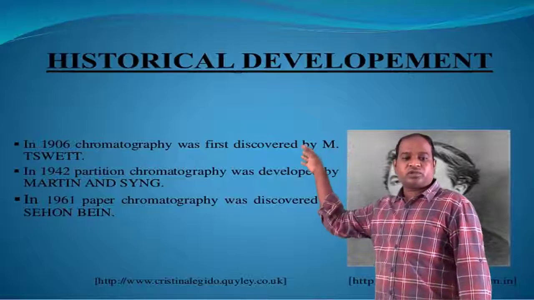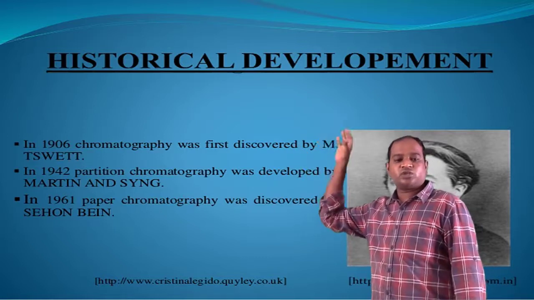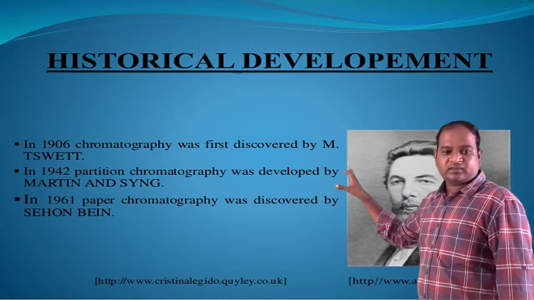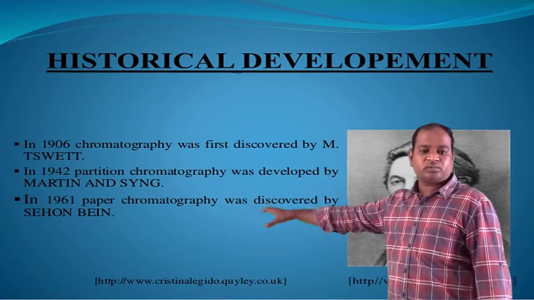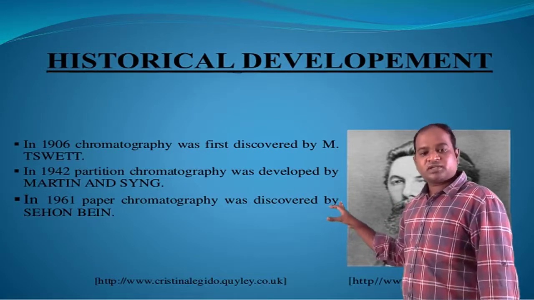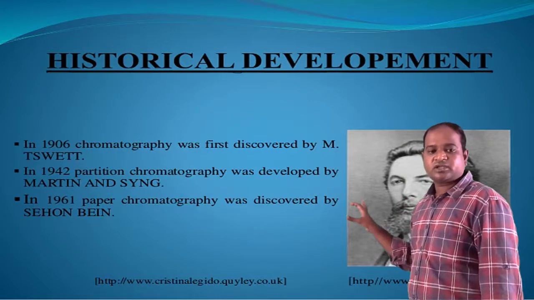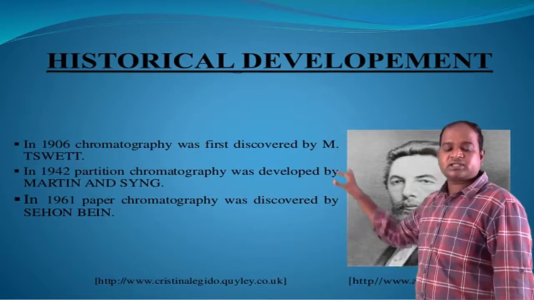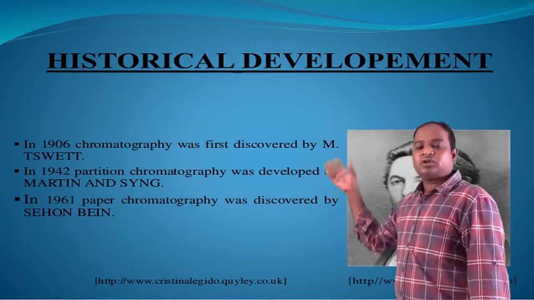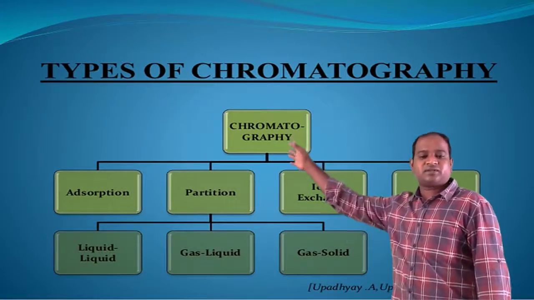Before going to that, what is the history of chromatography? In 1906, chromatography was discovered by Michael Tswett. Later, in 1942, partition chromatography was developed by Martin and Synge. Further, in 1961, paper chromatography was first discovered by Johann Bain. Based on all these contributions, we are going to take the different chromatography techniques. Based on the technique, there are different principles.